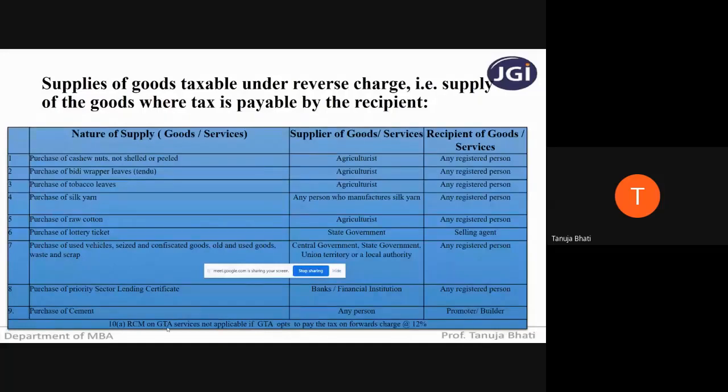And goods transport agency. Students, a goods transport agency is an agency which helps in transporting goods from one particular location to another. Usually the goods transport agency is the supplier and the registered person is the recipient. But if the goods transport agency is going to pay tax on forward charge at 12%, then RCM will not be applicable. Only if it is not going to pay tax at 12% on forward charge, then reverse charge will be applicable on goods transport agency.